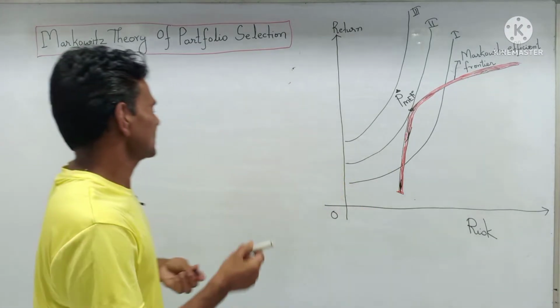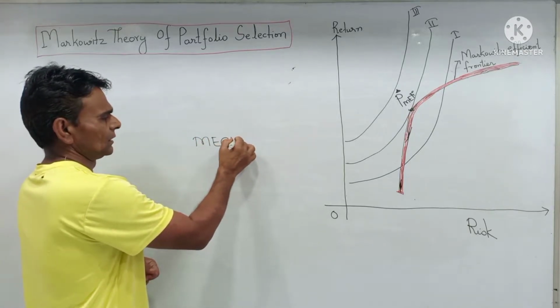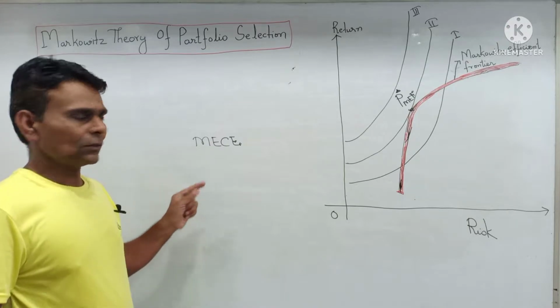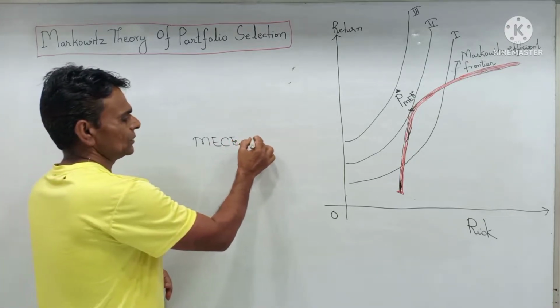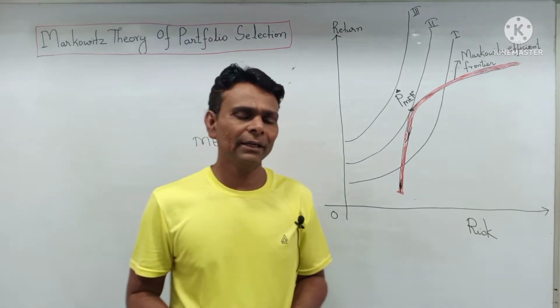MA Economics second year, course code MECE, that is Master of Arts in Economics elective paper 004. Title is Financial Institution and Market.